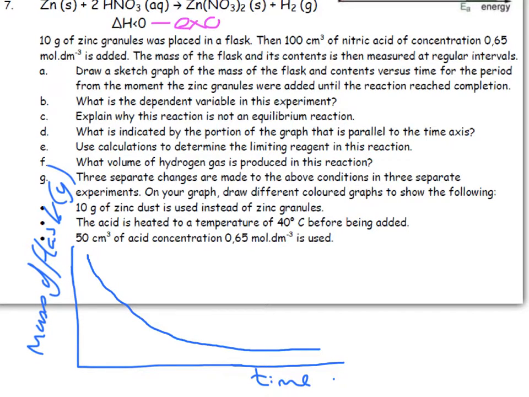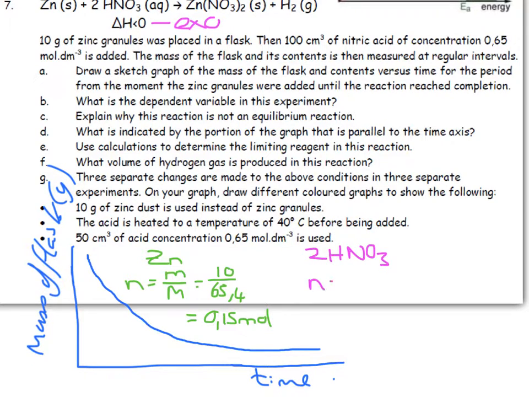Use calculations to determine the limiting reagents in this reaction. So now we need to take a look at our equation. We need to see how many moles of each we've got. So I'm going to start by seeing how many moles of zinc I've got. Number of moles is equal to mass over molar mass, which is equal to 10 divided by 65,4. And that's equal to 0,15 moles. Then, in terms of the nitric acid, number of moles is equal to concentration times volume. Concentration 0,65, volume 0,1, and I land up with 0,065 moles.